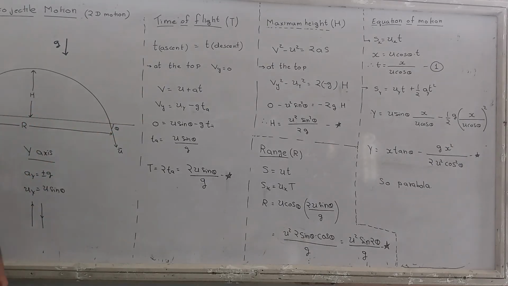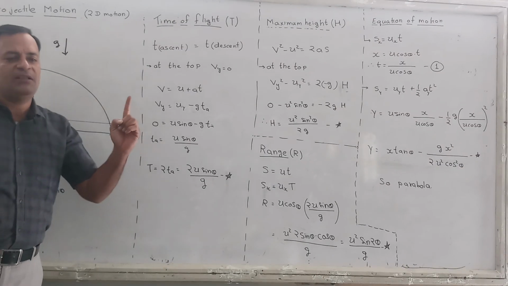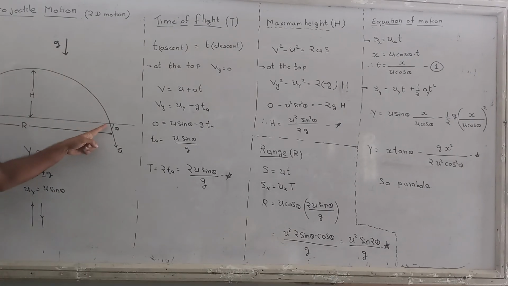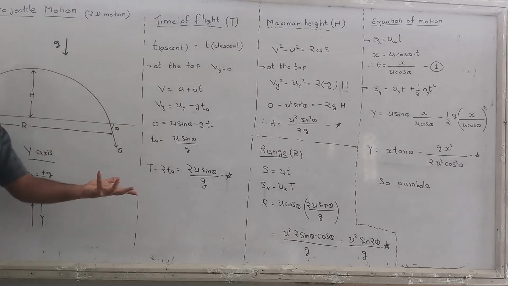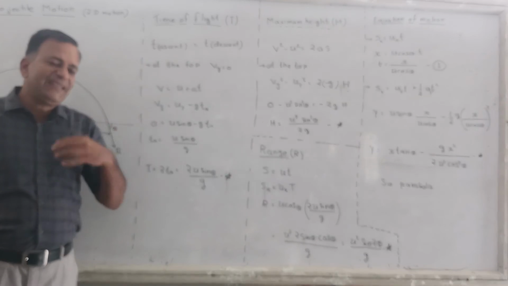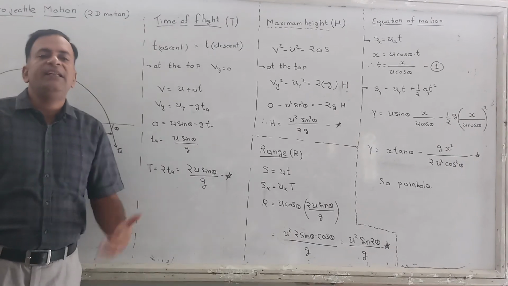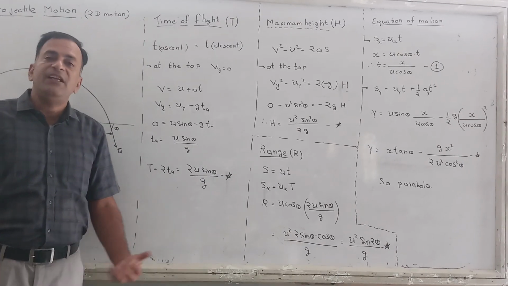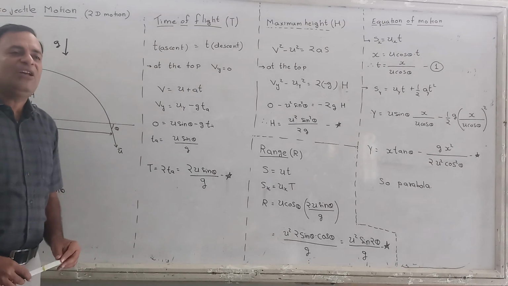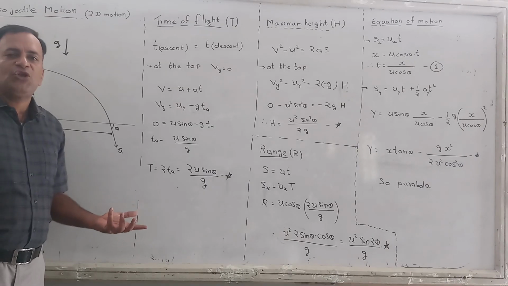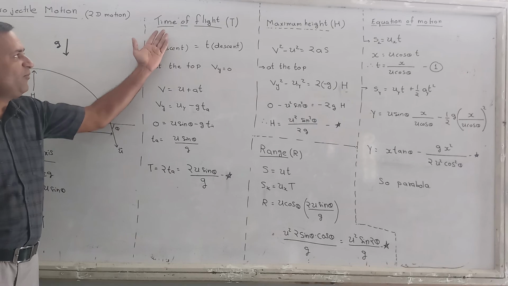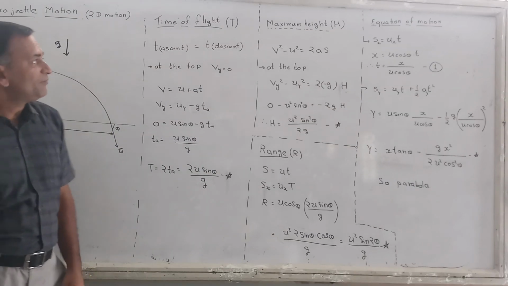But the thing is, because its y motion comes to a stop, as it goes up and then comes down, as soon as it hits the ground the motion is over. Okay, so does its time of flight depend on x motion? No. Then on what does it depend? It depends on y motion, because the moment y motion stops, the x motion will also stop. So time of flight depends on y motion.